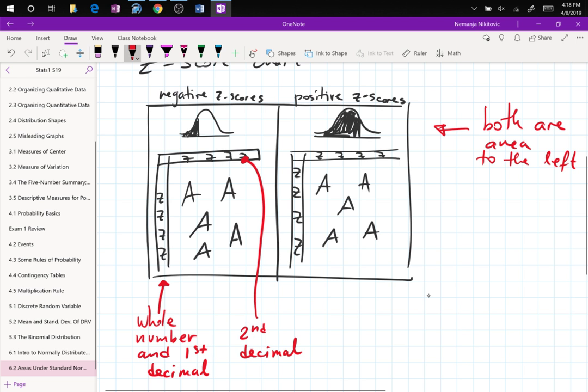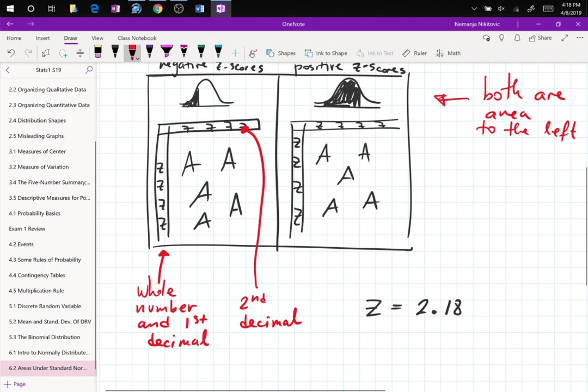So all z-scores are given as a number, dot, digit, digit. It looks like a Morse code. 2.18 is a z-score. So these are the rows, and this single one is a column. That's the way the z-scores work.